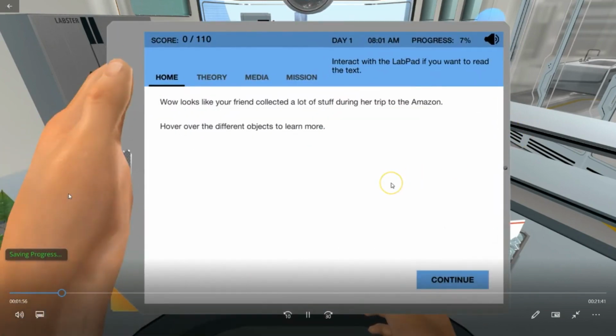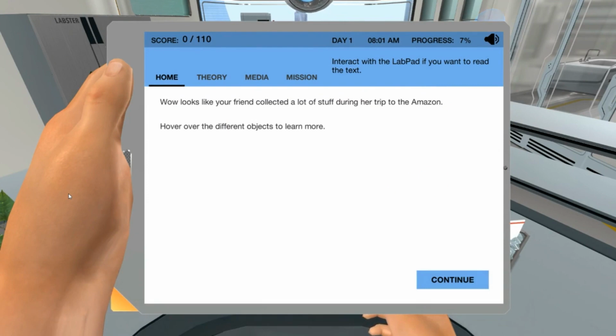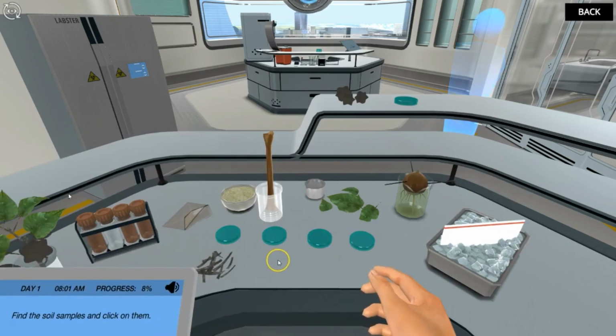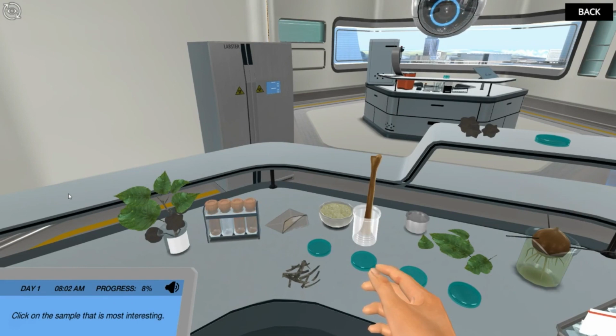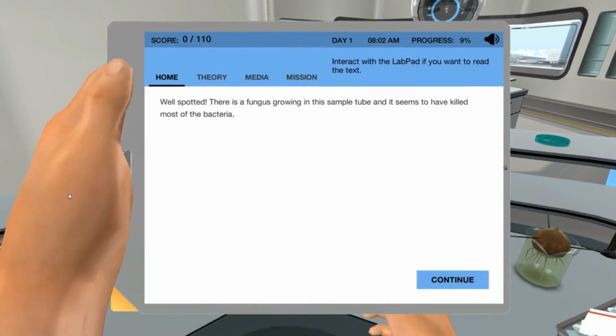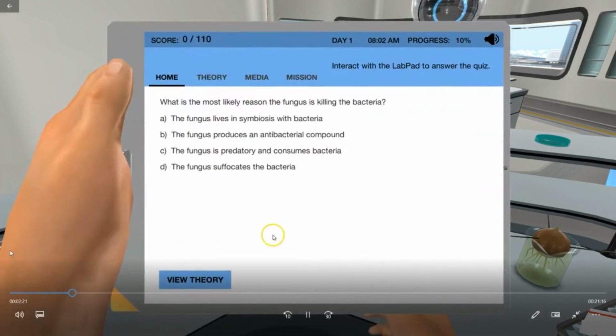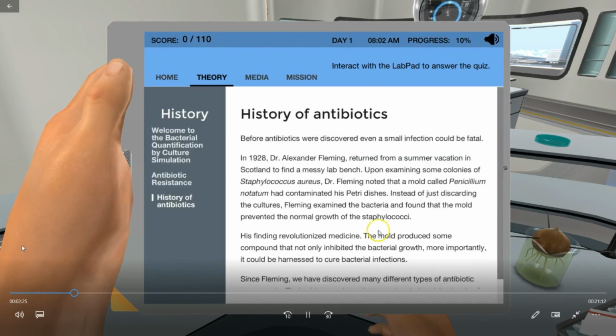rainforest and has brought back his promising sample, which is a fungus that seems to inhibit bacterial growth. So the student's mission in the simulation is to quantify the effect of this antibiotic compound on bacterial growth. But they'll only be able to succeed in their experiments if they manage to combine smart experimental design, some simple mathematics, and proper microbial culture techniques. So the students are quizzed along the way and can review theory on the virtual lab pad that you see here to help them answer the questions.